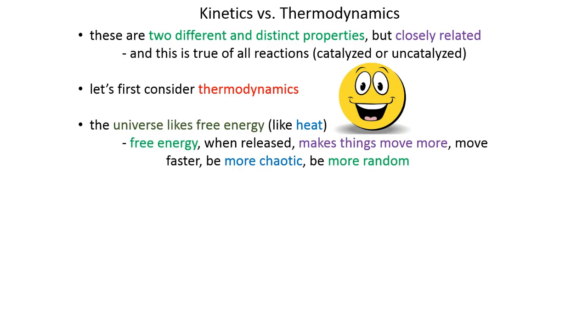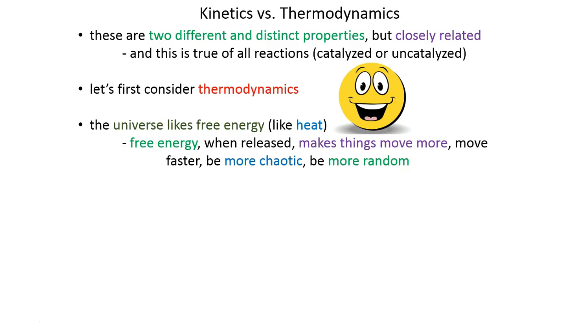The universe likes heat. The reason why the universe likes heat is because the universe favors entropy. This is probably a concept that you've encountered before in your chemistry classes, and probably in physics as well if you've taken physics thus far in your curriculum. The reason why the universe likes free energy, the reason why the universe likes heat, is because when free energy is released, when heat is released into the universe, it makes things move more rapidly.